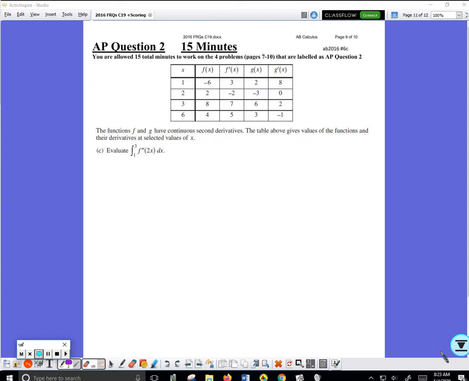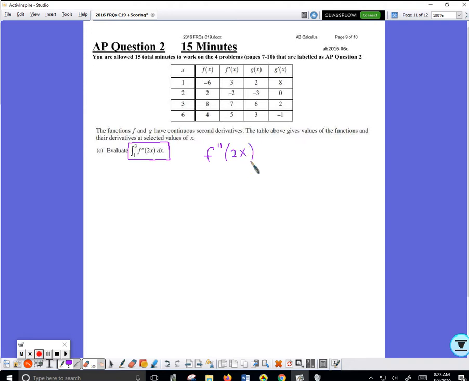Okay, the functions f and g have, we already got that part, sorry. Evaluate this integral. Evaluate means find the value of the integral. So my thought is I'm supposed to be integrating f double prime of 2x.